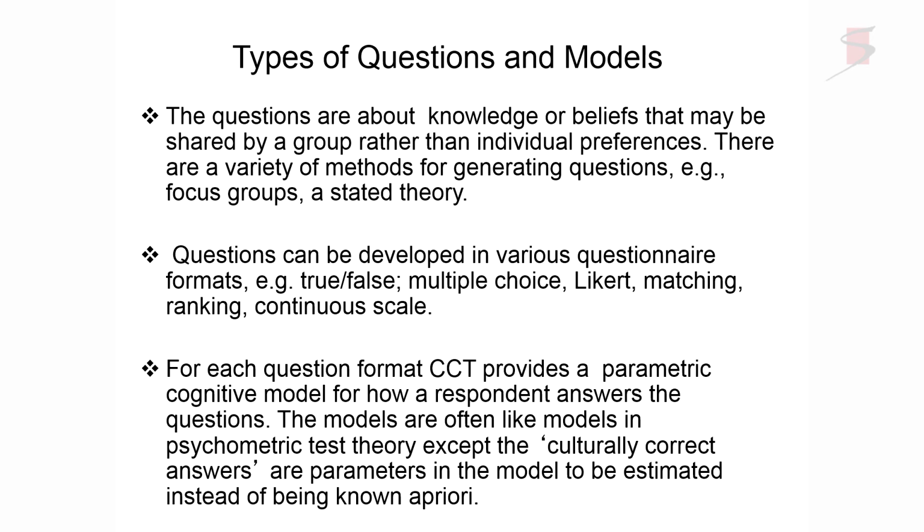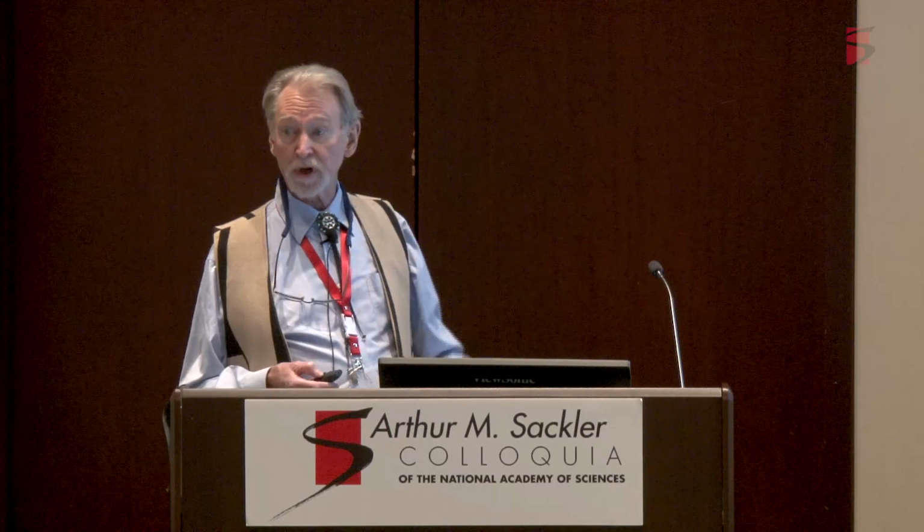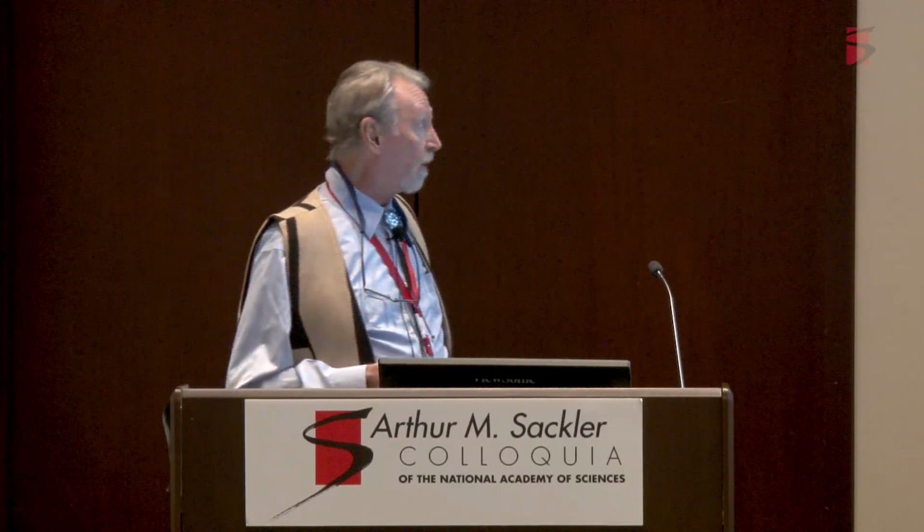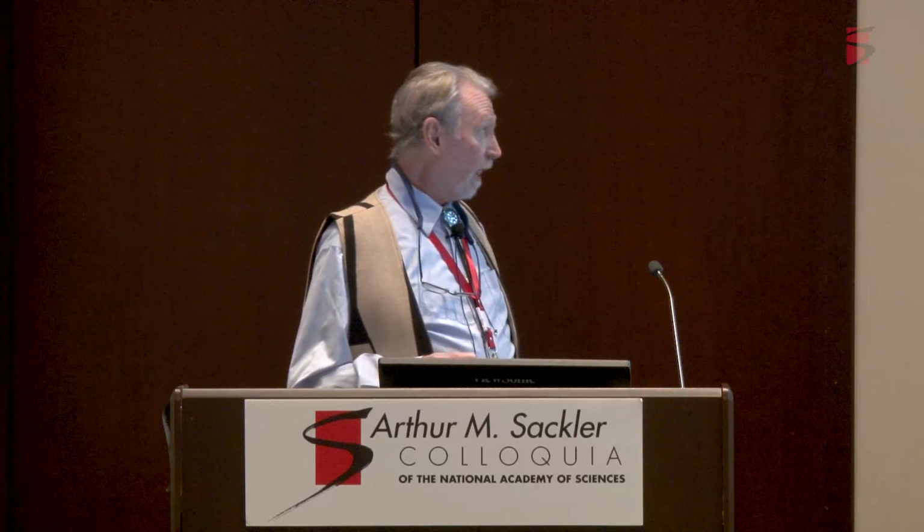They can be developed in various questionnaire formats. And I'm going to focus early on in the true-false format. It's easy for individuals to answer true-false, but you only get one bit of information per person per question. And so it's better if you can do other kinds of questionnaires, sophisticated enough to do that. So for every questionnaire format, cultural consensus theory provides a testable parametric cognitive model about how an informant would go about answering a question if they have in the back some kind of a consensus truth.